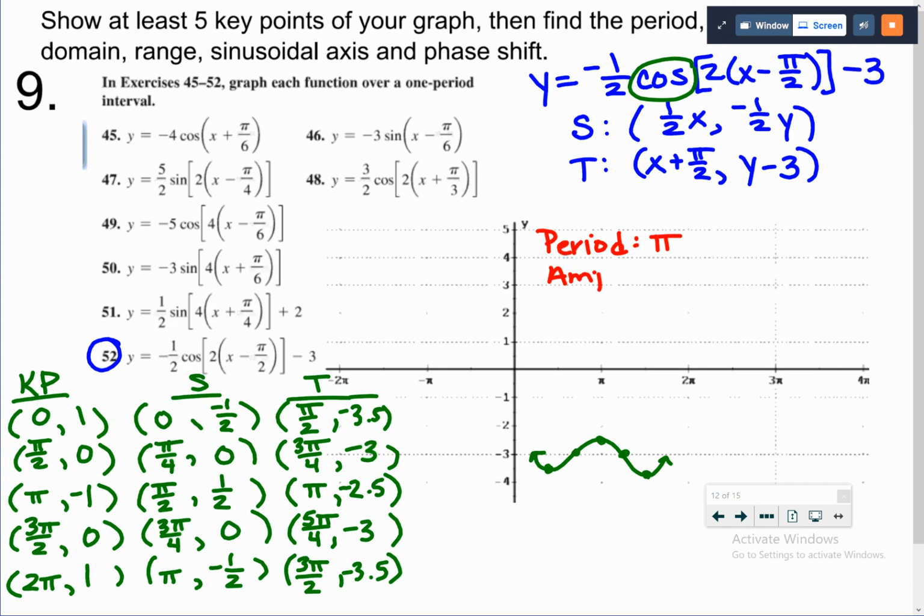Amplitude, what's that going to be? A half. It's just the absolute value of a. Phase shift, opposite of c. Positive pi over 2, yep. Okay, domain.